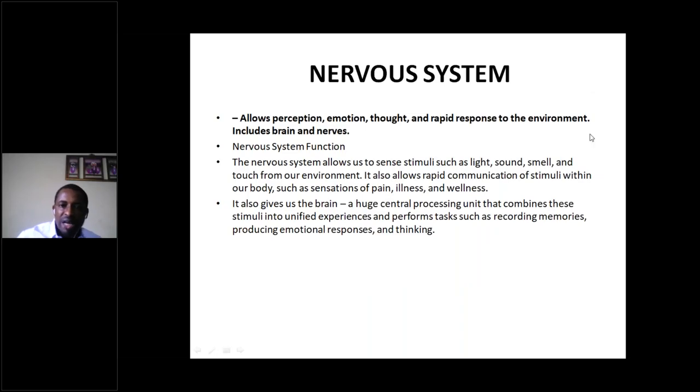The nervous system helps us to allow for perception, emotion, touch, and rapid response to the environment. So it works with the brain and the nerves, both the central nervous and the peripheral nervous. Okay. So the work of the nervous system is to help with what? Perception, interpretation, emotion, thought, response to the environment.